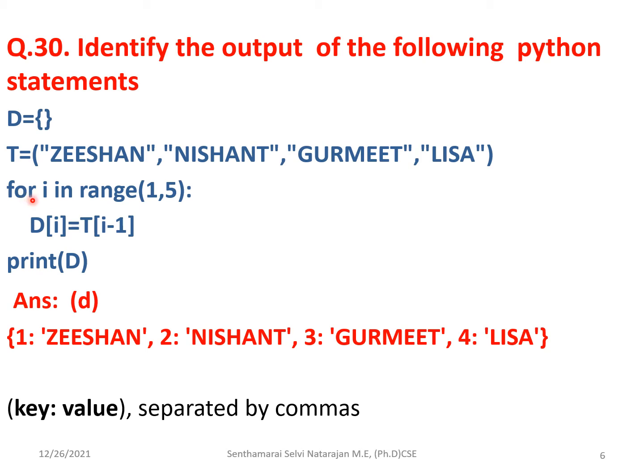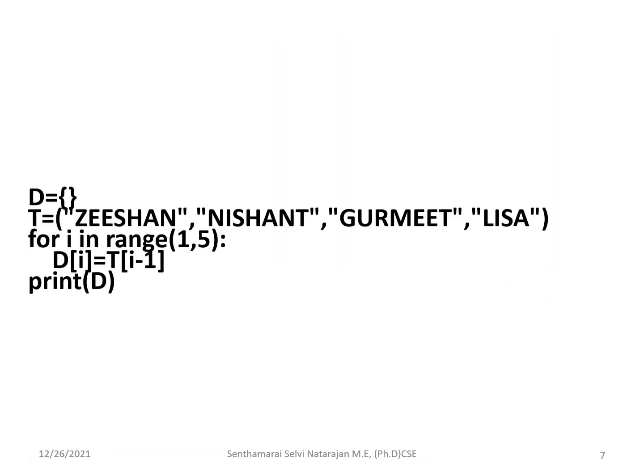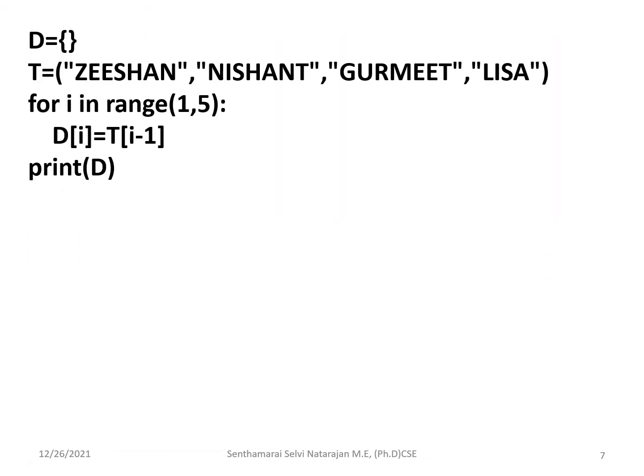Here I said that for i the value is 1. So the first key is d of 1, then d of 2 and then d of 3, like this. So this is a key and this is a value which is taken from the tuple. It is assigned to the dictionary. You see here, I have shown how it is printing.